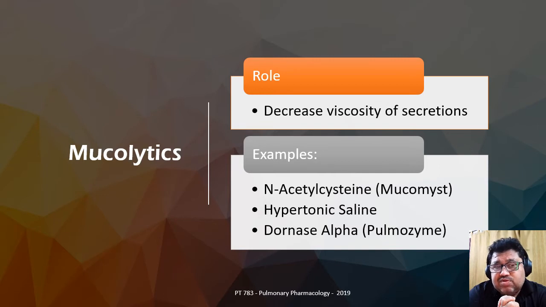Drugs are available to reduce the thickness of the mucus. These drugs are called mucolytics. At least three different options of mucolytics are hypertonic saline, N-acetylcysteine, which is known as mucomyst, and Dornase alpha. Despite the fact that they are all mucolytics, they have different mechanisms of action. So let's take a brief look at each one.